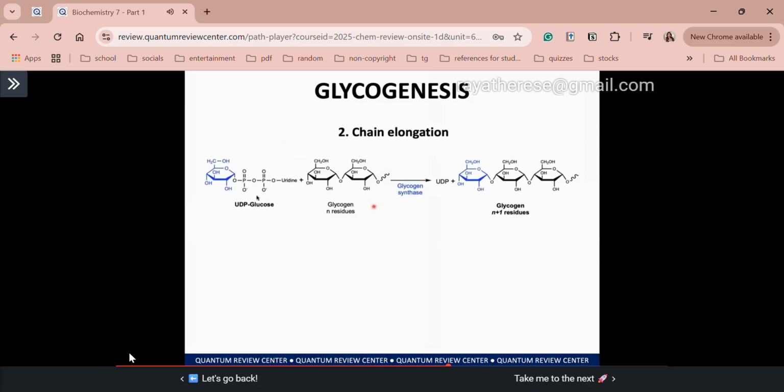After some time, it will form your glycogen and residues. And here, we add your glucose monomeric units as UDP glucose catalyzed by your glycogen synthase. So, sir, what is the product? Of course, plus 1 glucose residue only. Plus, of course, your coenzyme UDP. To easily visualize the reaction, that's all there is to it.